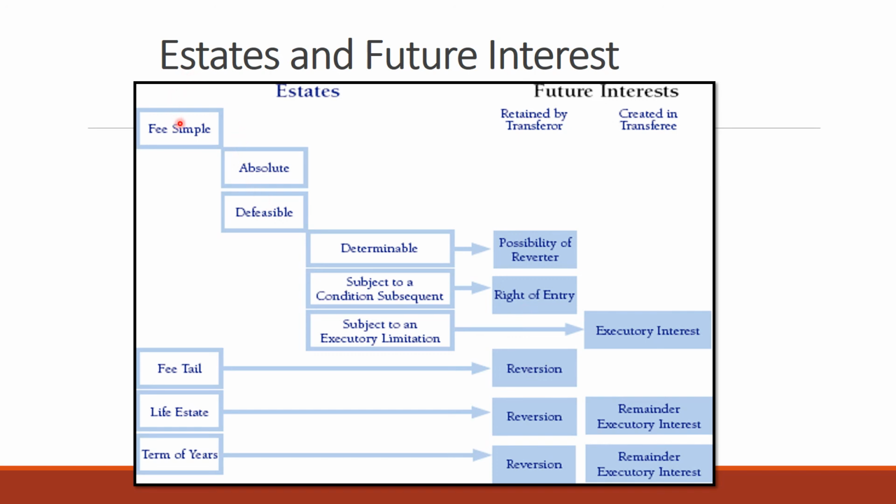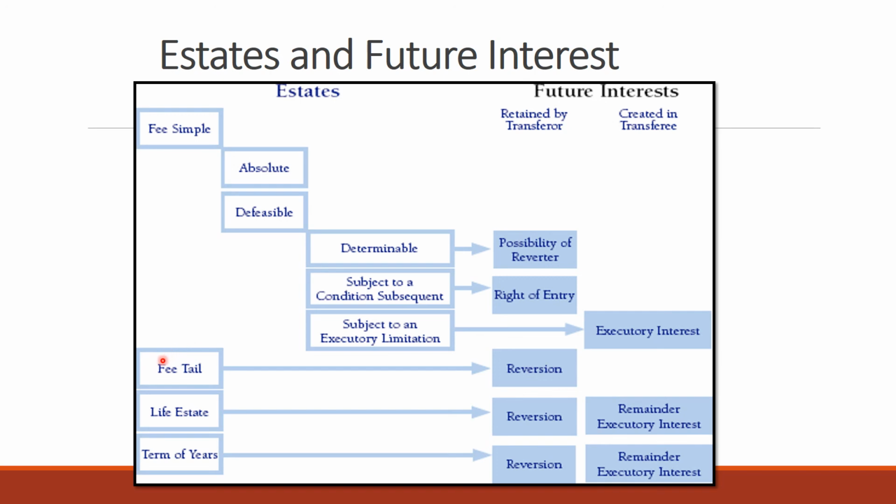You can also have a fee simple subject to an executory limitation. And we said that the difference between a fee simple subject to an executory limitation and a fee simple determinable or a fee simple subject to a condition subsequent is that the future interest is held by a third party, a transferee, and they hold an executory interest. That is their future interest. So these are the different types of fee simples.